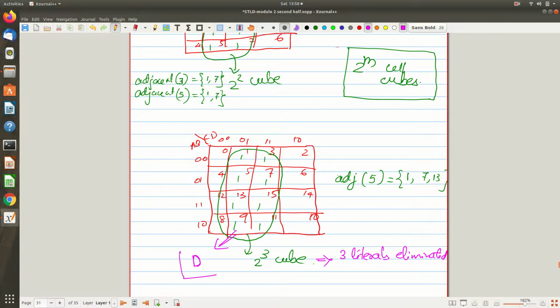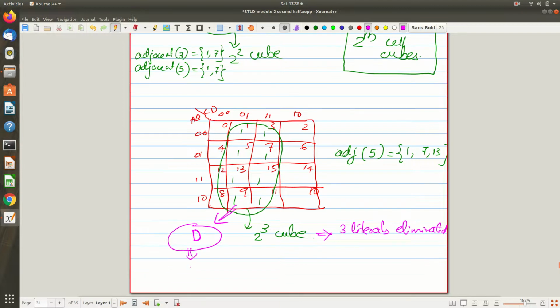And you can see that when I am looking at this kind of grouping, this is just D, 3 literals are eliminated. In this particular example, A, B, C are eliminated, right? And the simplified term contains only one variable. So 3 literals are eliminated, means 4 minus 3 literals remain. So that is what is our intention.